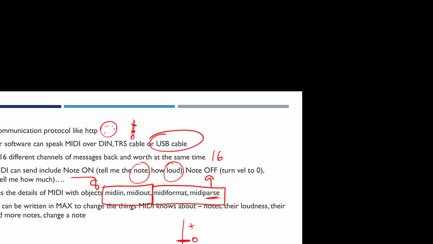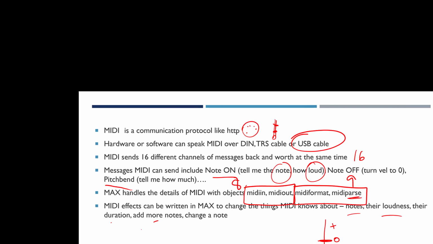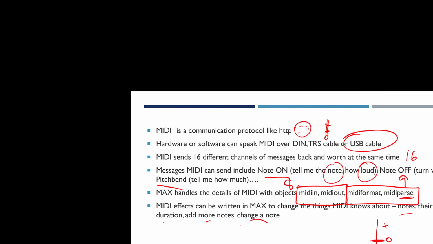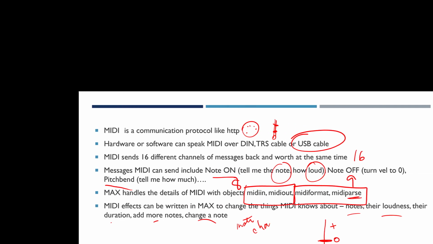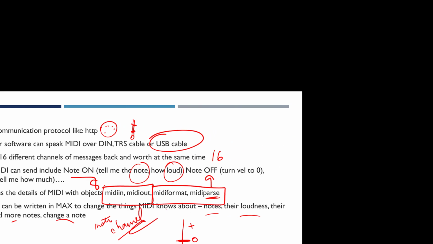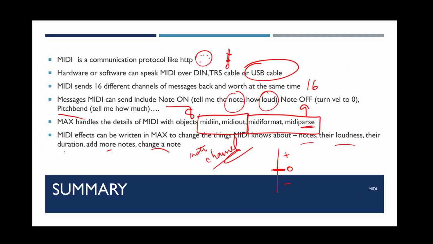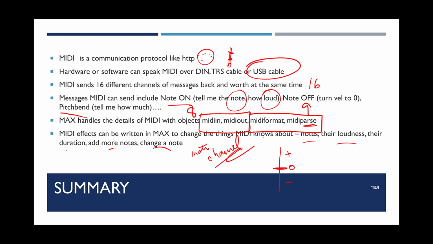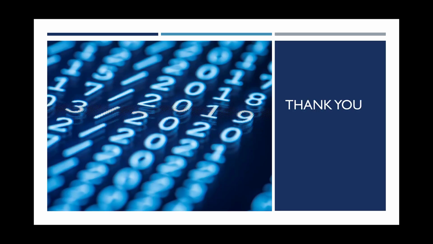And MIDI effects can be designed and written in Max and live inside Ableton, and they can change all the things that MIDI knows about. Which note you're playing, how loud you're playing that note, how long you're playing that note. You can add more notes. You can change the note. You could even change the instrument by changing the channel. So we can talk about those things in more detail, and you can do something interesting with a final project around that. I think that's more than enough.